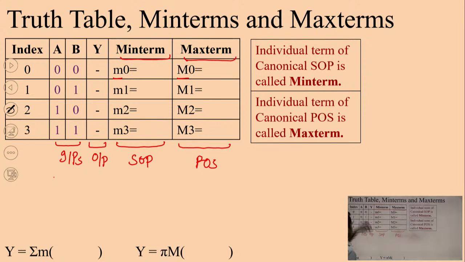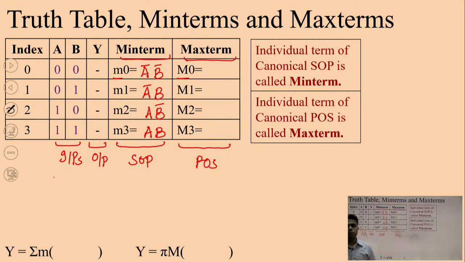First, taking the first row, inputs are A equal to 0, B equal to 0. If you write an expression for this, it will be written as A bar B bar, because both are 0. Similarly for the second row, A bar B, because A is 0 and B is 1. The third one, A is 1, B is 0, A B bar. Last row, A is 1, B is 1, so A B. Similarly for the Maxterm.